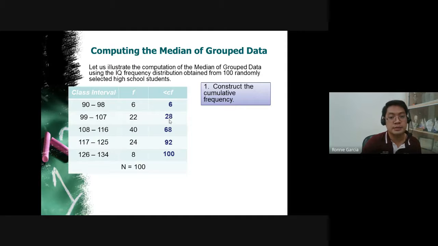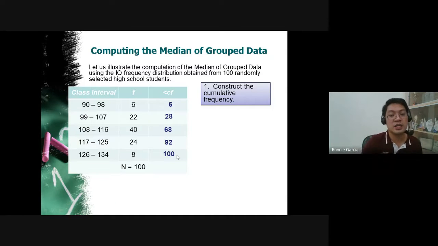Then 28 ka estudyante karon, tapos naa pay 40 ka estudyante, another group nga nakakuha og 108 to 116. So 28 plus 40, you have 68. And so with 68 plus 24, 92, and 92 plus 8, 100. So the last number for the cumulative frequency must be equal to the total frequency. 100 man siya, dapat 100 ni siya. Meaning, ang pasabot ani ang ika-100 nga data naa diri sa 126 to 134.